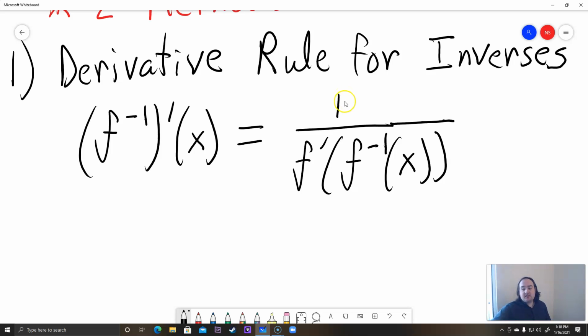Now in most cases, this is a lot of extra work, because think about how many things you would have to do here. First you find the inverse, then you find the derivative, then you plug in the inverse into the derivative, and then you take the reciprocal. That's a lot of steps. So I don't usually recommend using this derivative rule for inverses. Sometimes if they give you numbers to plug in, it might be necessary to use it, but in most cases, this is a bad idea. Okay, so not usually recommended.